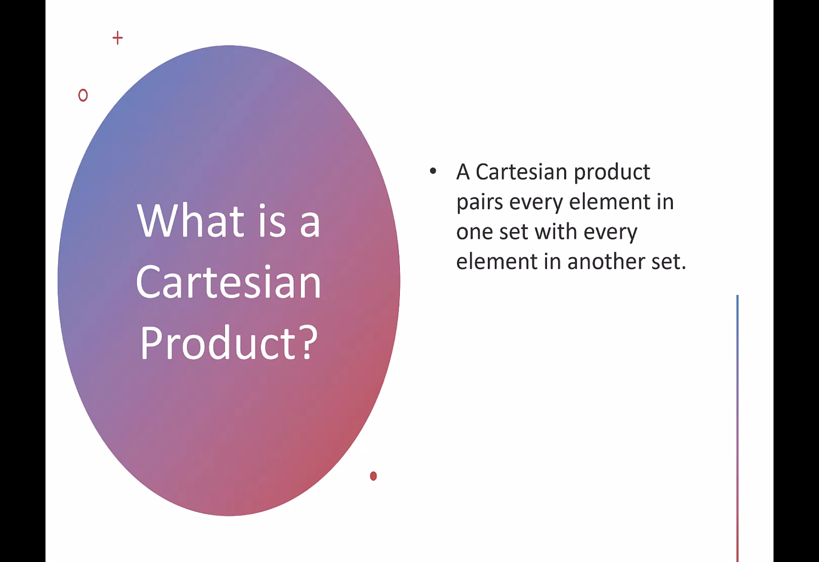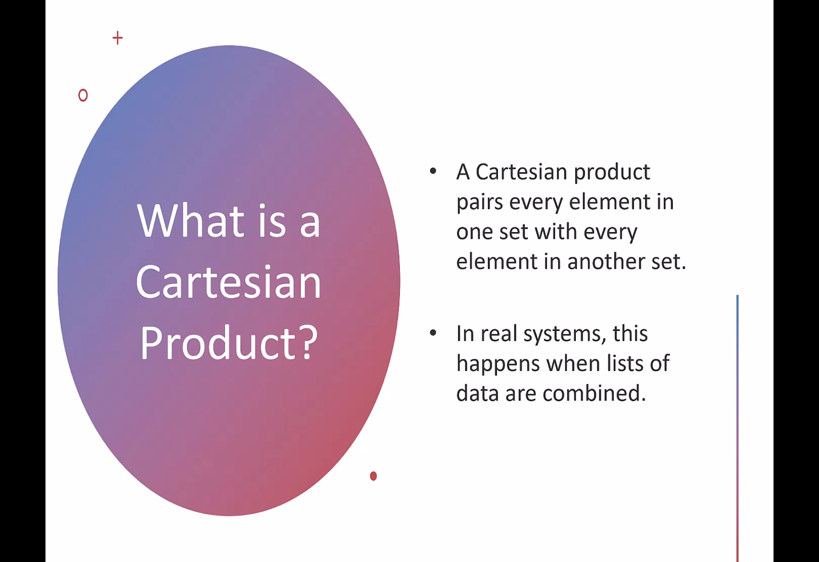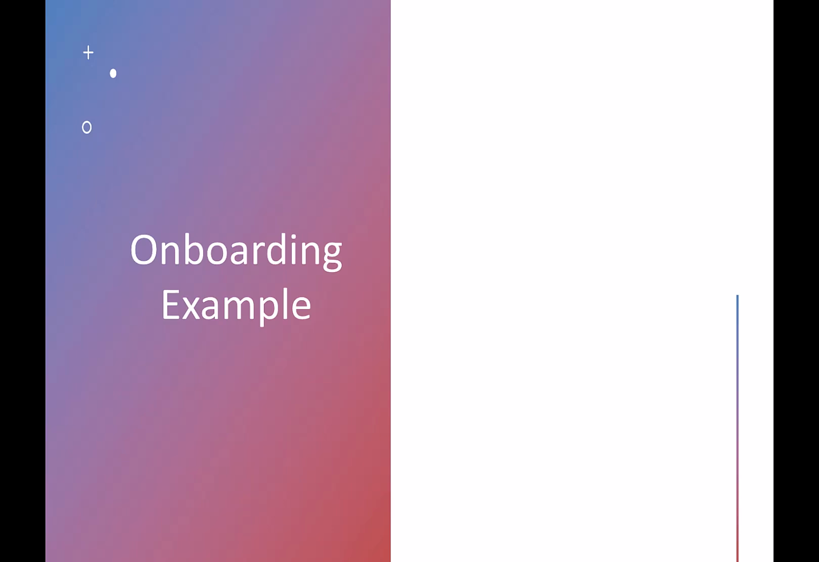A Cartesian product pairs every element in one set with every element in another set. But it's important that when it makes the Cartesian product, it is giving order to the set, so it matters which one goes first and which one goes second. In real-world systems, we see this happen when lists of data are combined. Let's use an onboarding example to see what that looks like.